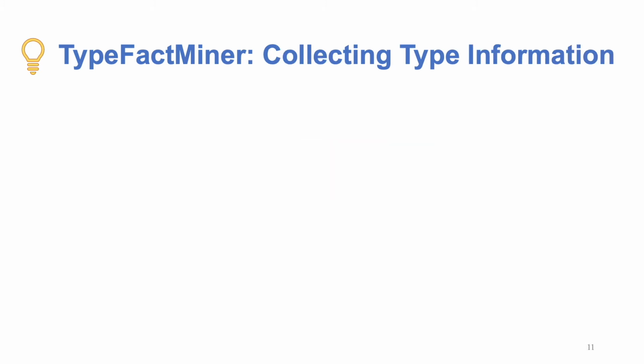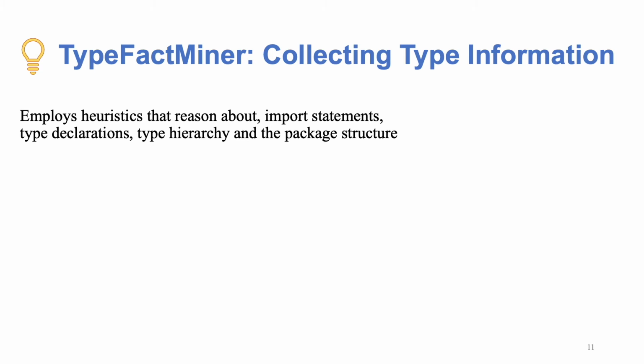To accurately and efficiently infer type information, TypeFactMiner employs heuristics which infer the type of the element based on its context. It reasons about the import statements, the type declarations, the type hierarchy, and the package structure. The main challenge is to keep track of the types that are valid at a particular version in the project. A type can be internal, that is the one that is declared within the project. To keep track of such types, at the first version in the commit history, TypeFactMiner analyzes all the files in the project. But from then on, it only analyzes the commit diff to keep track and incrementally update the types declared in the project.